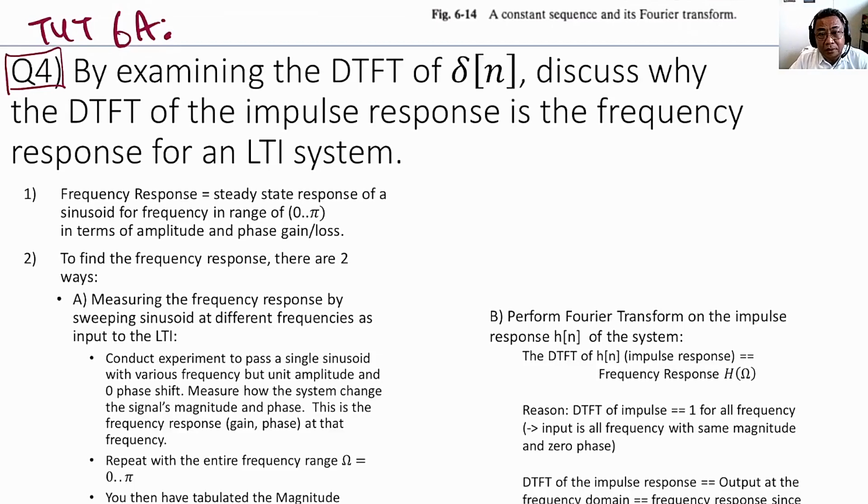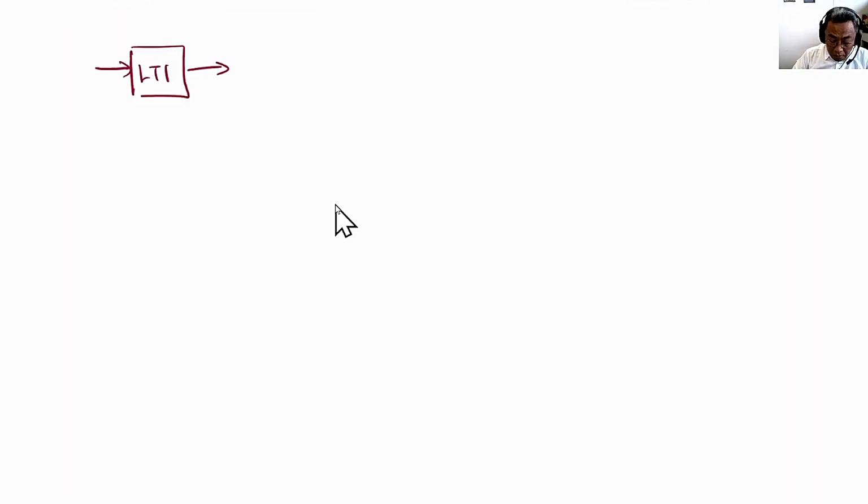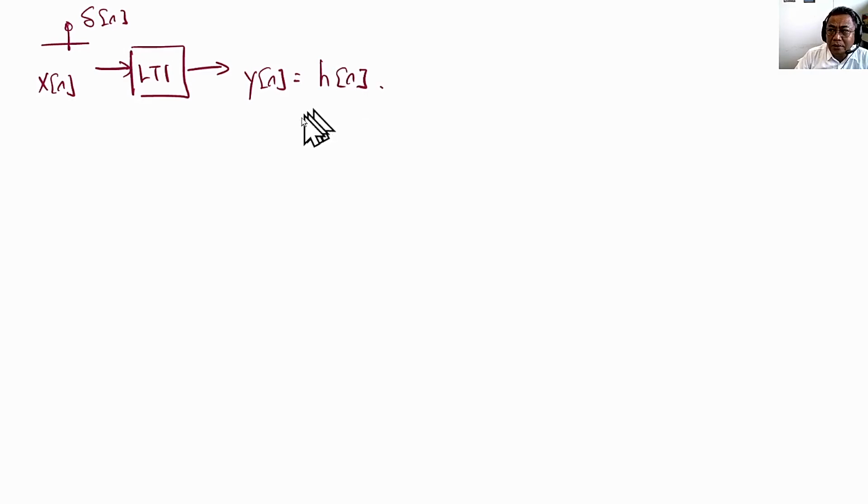In this question, we are asked to examine the DTFT of the impulse, and we want to ask why the DTFT of the impulse response is the frequency response for an LTI system. To answer this question, let's let the impulse be an input x[n] into an LTI system and out comes y[n]. And as you know, if the input is an impulse, the output is the impulse response, and typically we write it as h[n]. But why is this so?